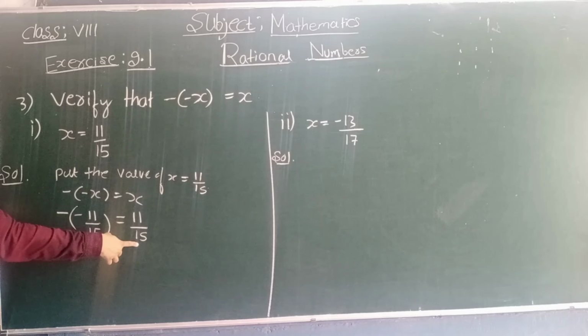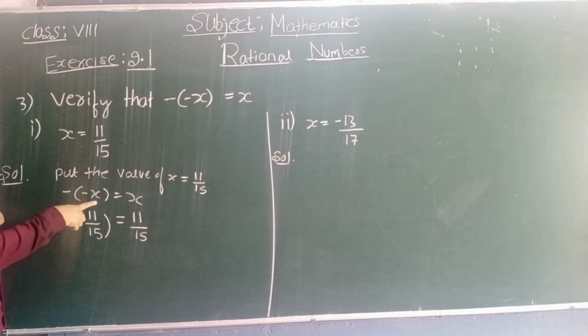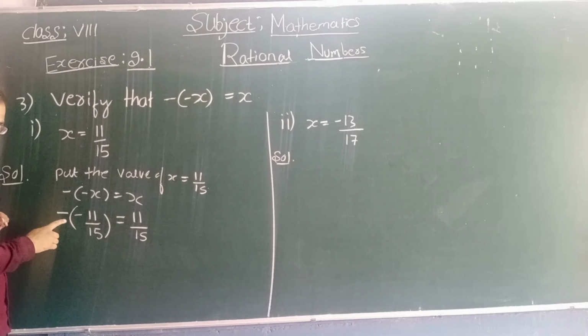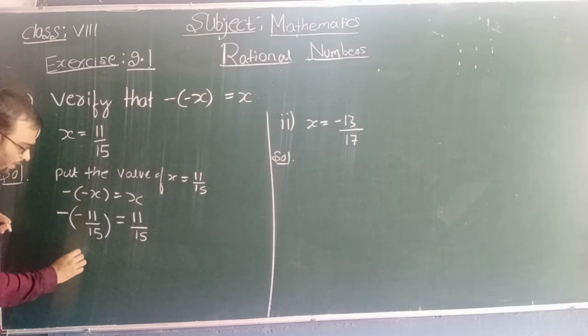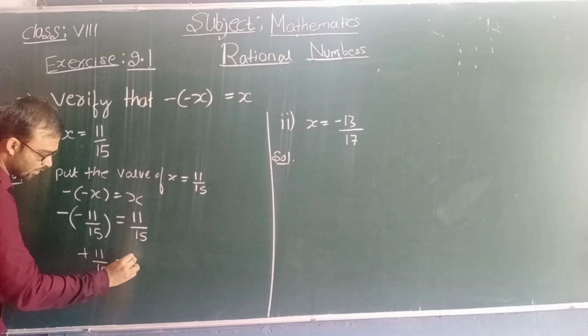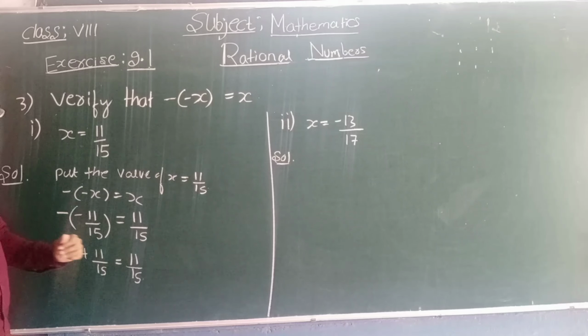X is 11 by 15. And here minus x is 11 by 15. So minus into, as this bracket indicates what? Multiplication. So minus into minus will be plus 11 by 15. This is also plus 11 by 15. So same, we have got the same answer.